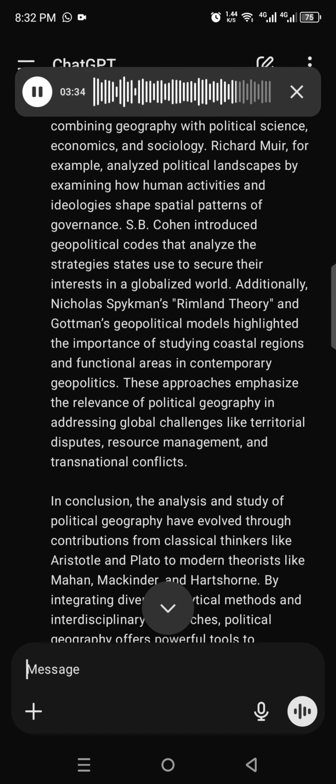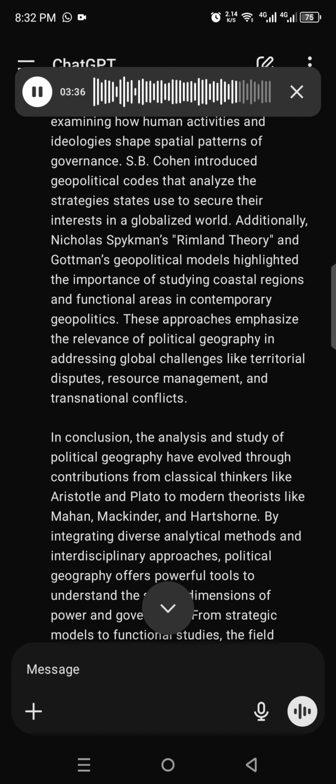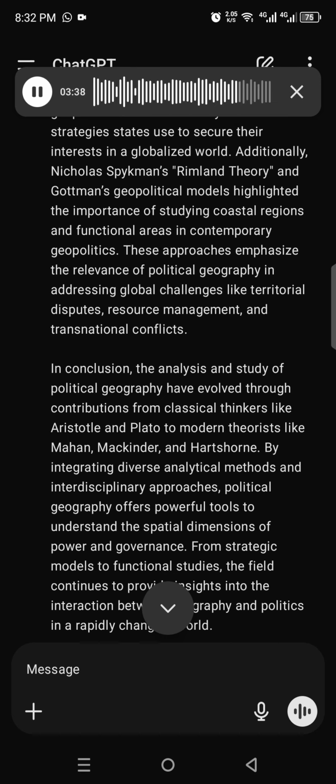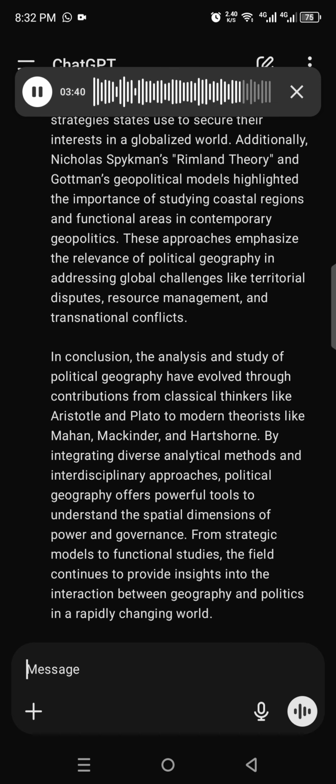Additionally, Nicholas Spykman's Rimland theory and Gottman's geopolitical models highlighted the importance of studying coastal regions and functional areas in contemporary geopolitics. These approaches emphasize the relevance of political geography in addressing global challenges like territorial disputes, resource management, and transnational conflicts. In conclusion, the analysis and study of political geography have evolved through contributions from classical thinkers like Aristotle and Plato to modern theorists like Mahan, Mackinder, and Hartshorne.